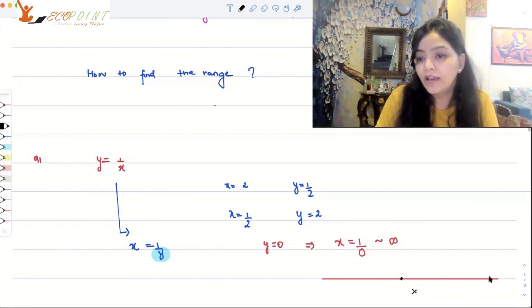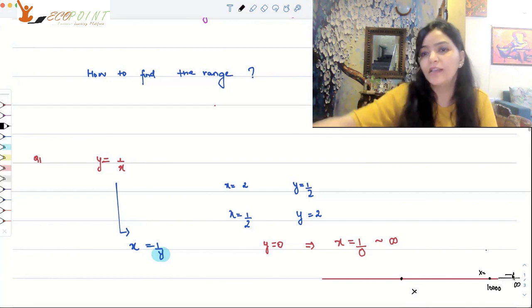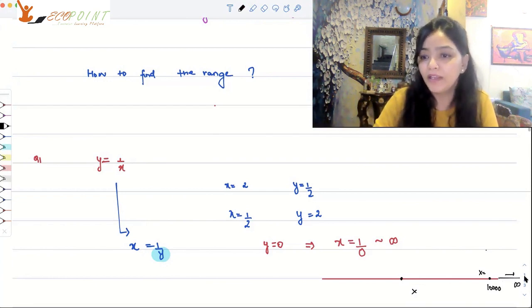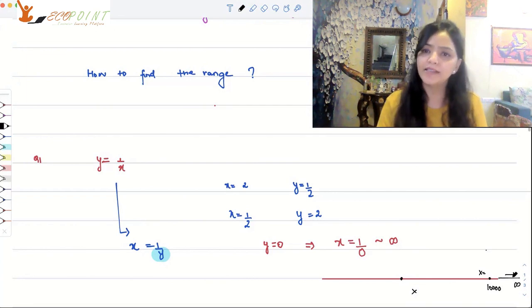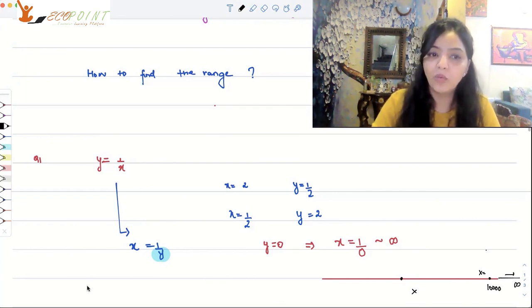If this is 10,000, then I will be able to plot it. I can mark it. Okay, x is equal to 10,000. But if it is infinity, then x is somewhere going to infinity. I cannot mark it anywhere that, okay, x is equal to infinity. It should be here. So what would be the range for this function?